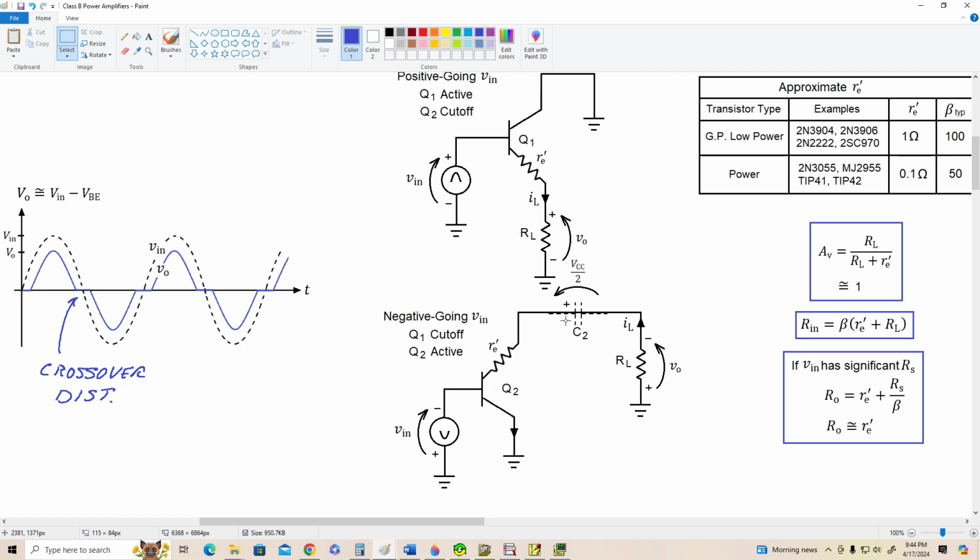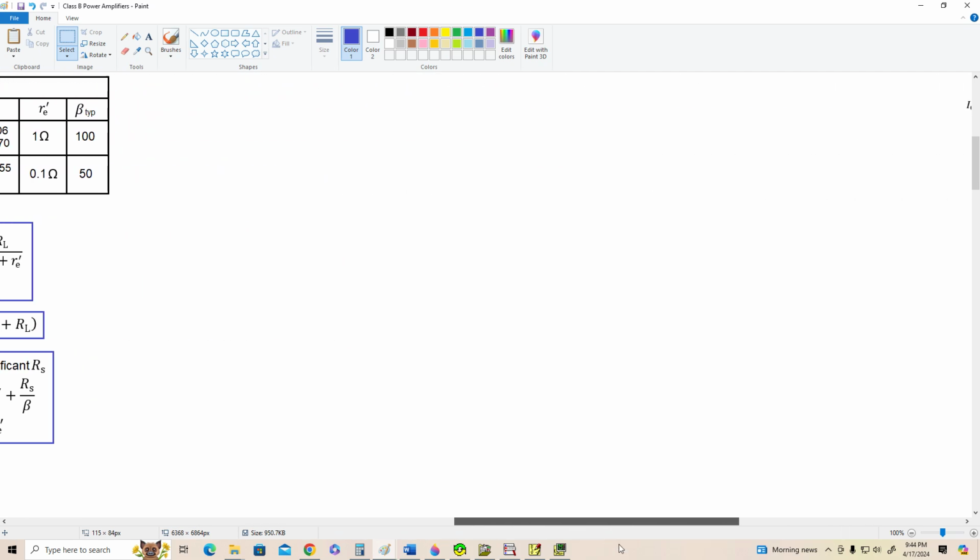All right, now notice I've drawn C2 here in dashed form just to remind ourselves that on negative going outputs, C2 is the component that supplies energy to the load because Q1 is off and it isolates us from the power supply. All right, so C2 has a very important function in this amplifier. Okay, now this crossover distortion, this is not a good thing and we want to get rid of it, and the way we do that is by going to what's called Class AB biasing.